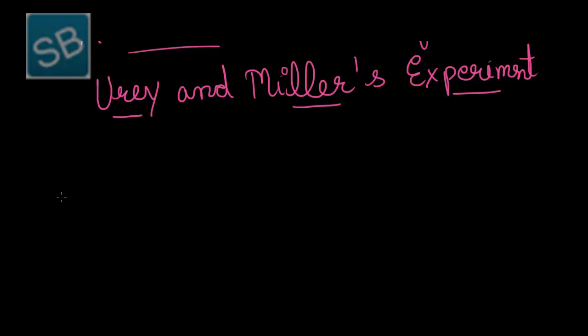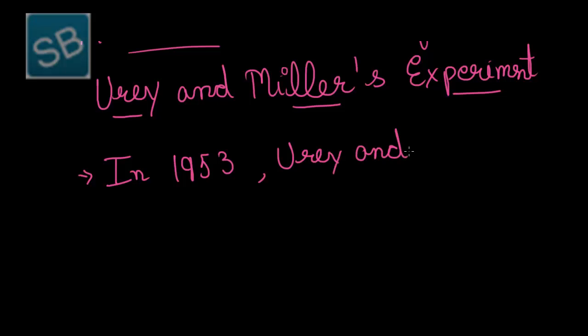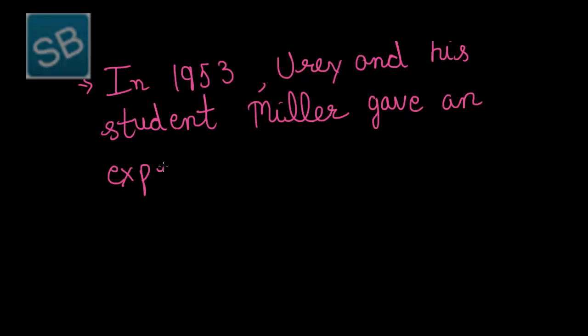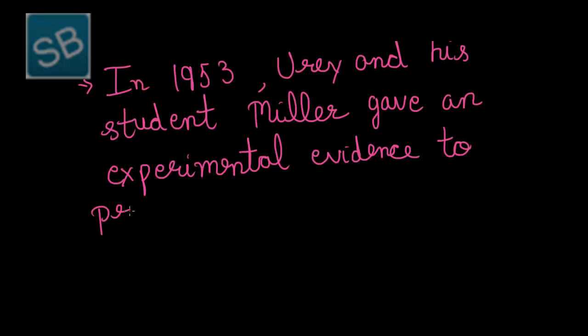As we all know, the origin of life by molecular evolution was first proposed by Oparin and Haldane. However, their views and ideas remained unexplained without any experimental evidence until 1953. So, in 1953, these two scientists, Urey and his student Miller, gave experimental evidence to prove the concept of molecular evolution of life.